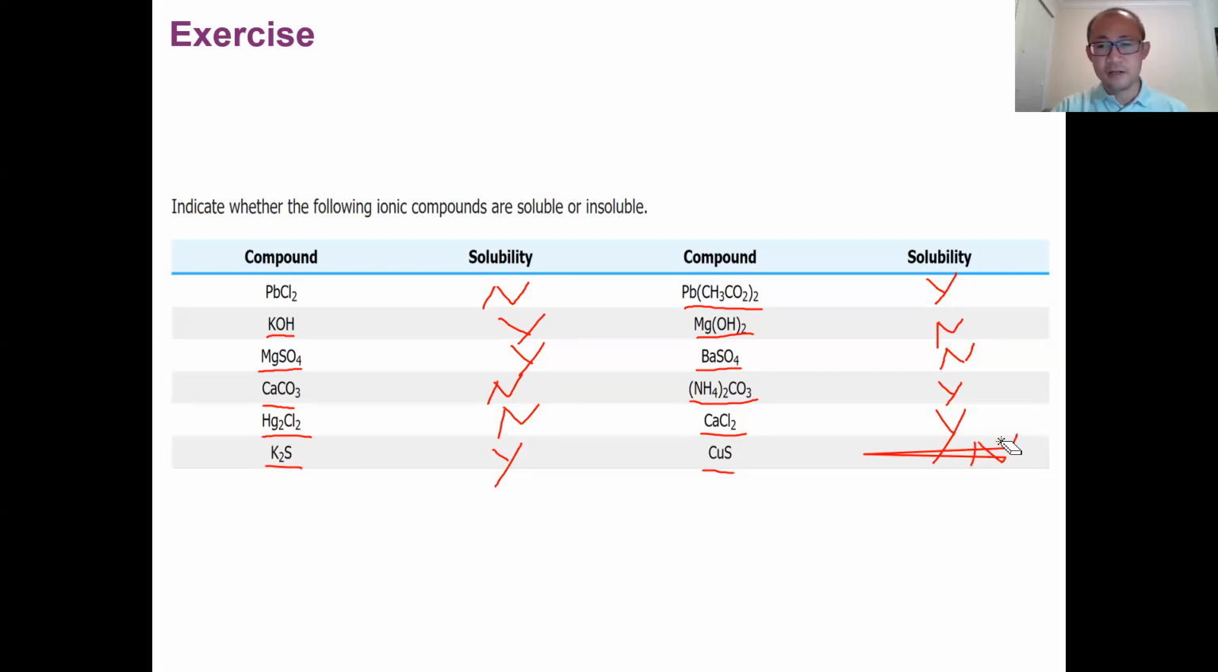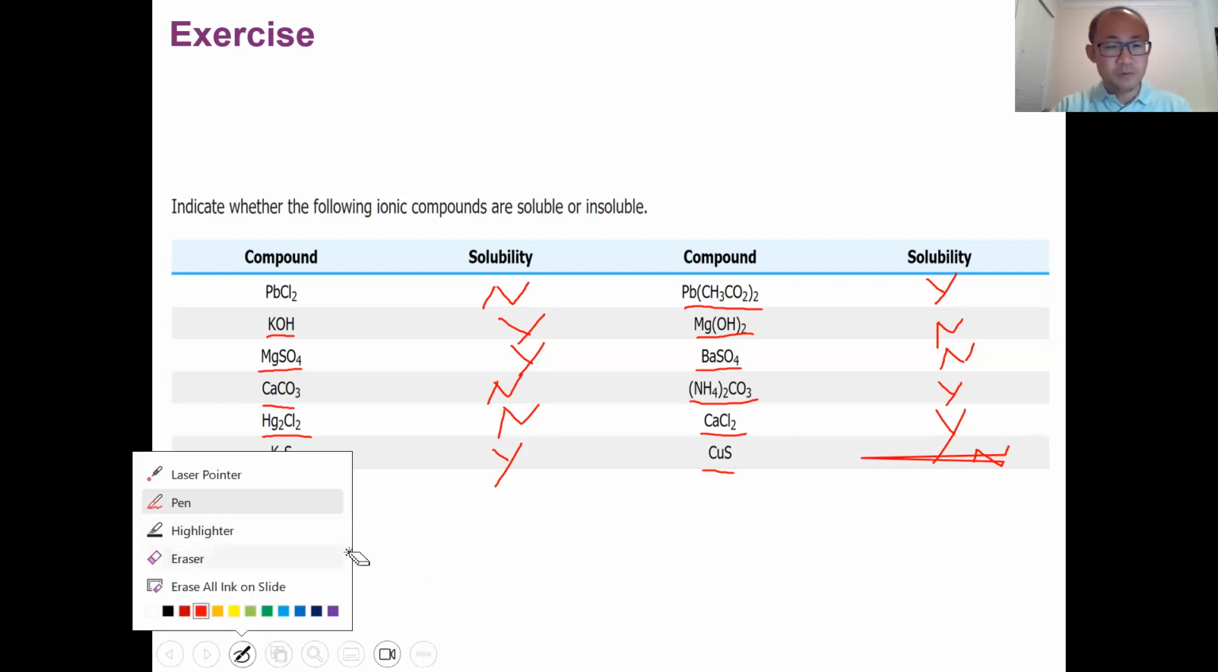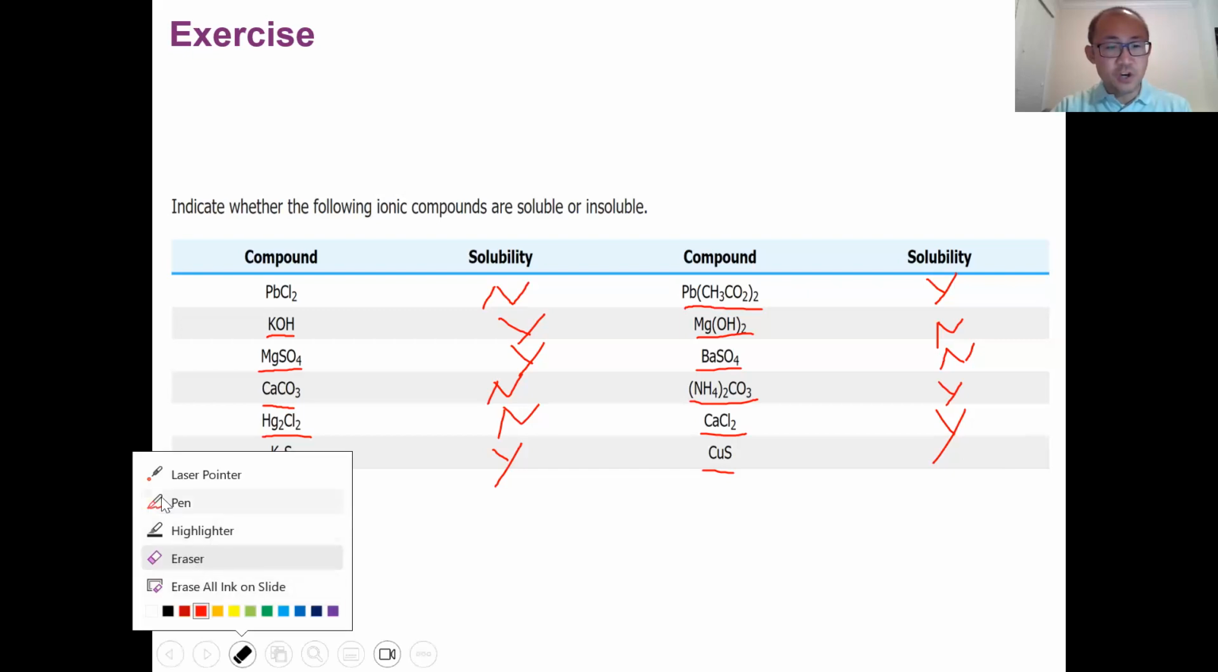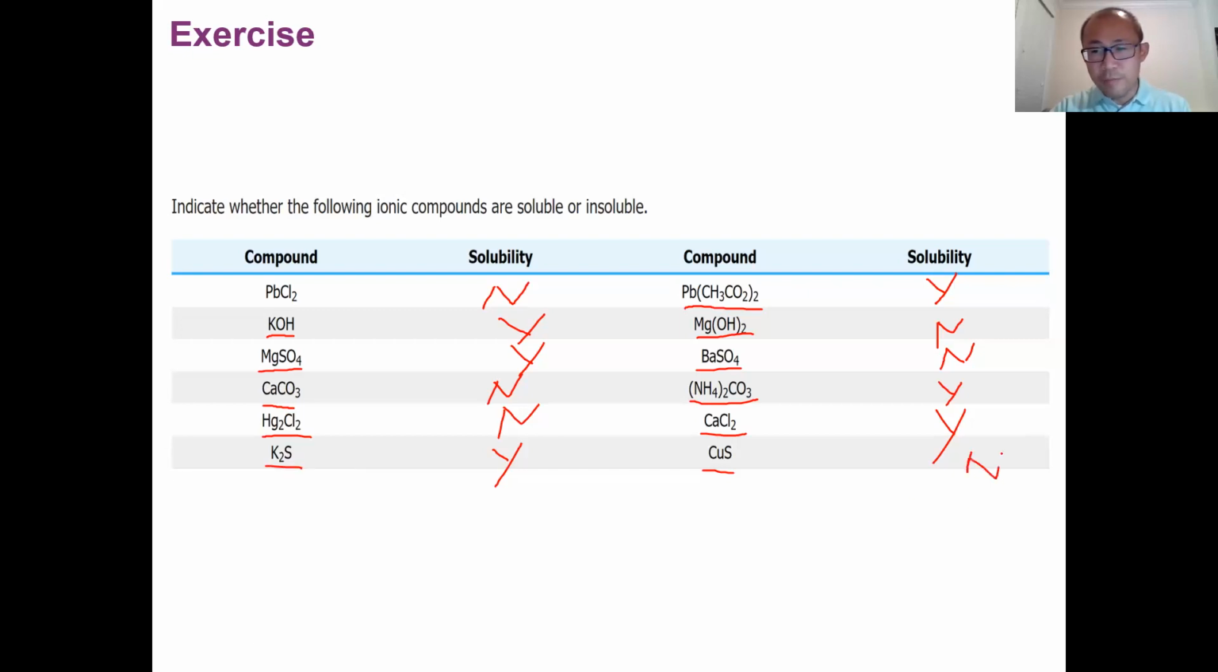Of course, yes means soluble. No means insoluble, right? You can study them from top to bottom or side-by-side comparison. You can see that side-by-side, you can compare them. No, yes, yes, no, no, yes, yes.